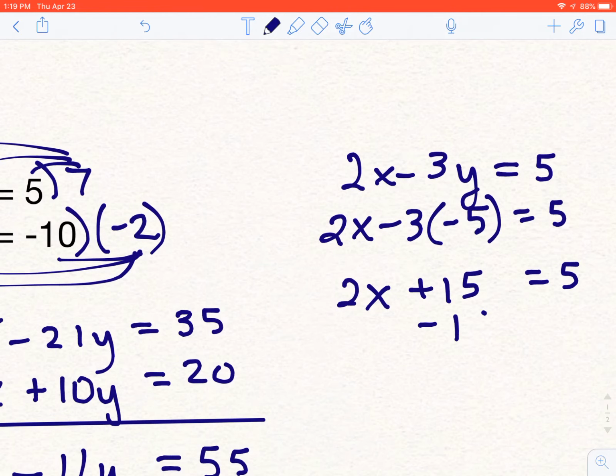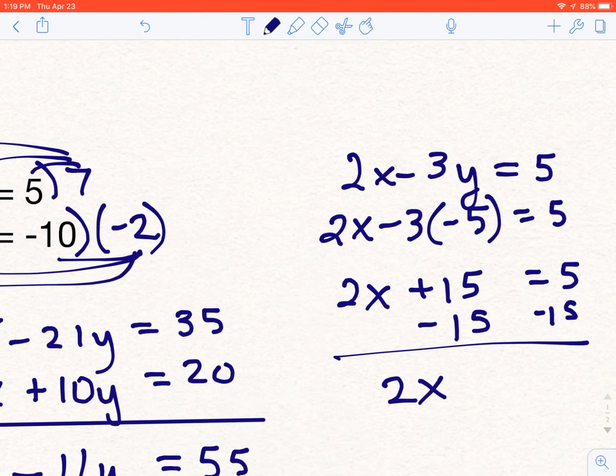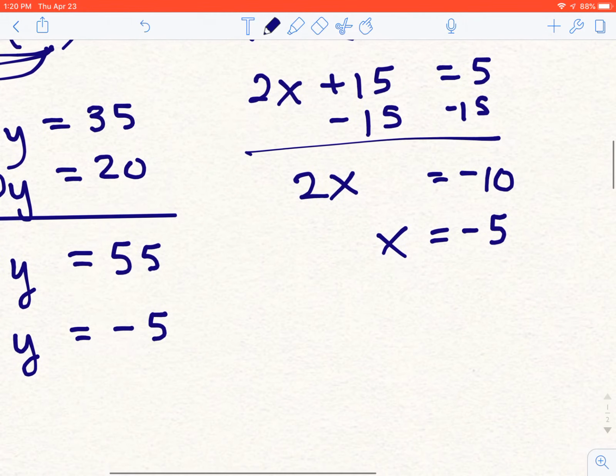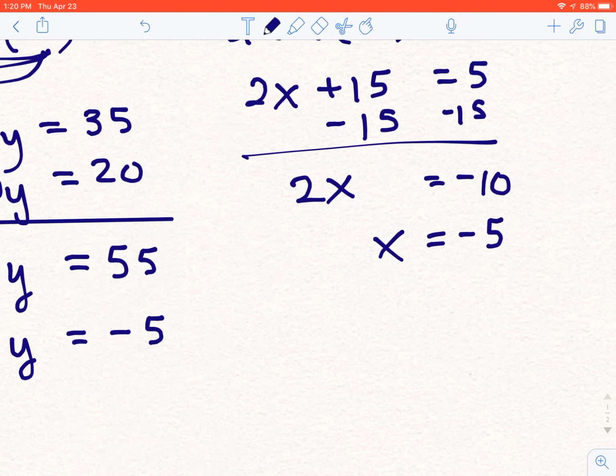So subtract 15 from both sides. I get 2x equals negative 10, so x equals negative 5. Good, because that's what the answer is supposed to be. Notice this time the x and y are the same value, so it does not matter which one goes first, but the x always goes first. So negative 5 comma negative 5.